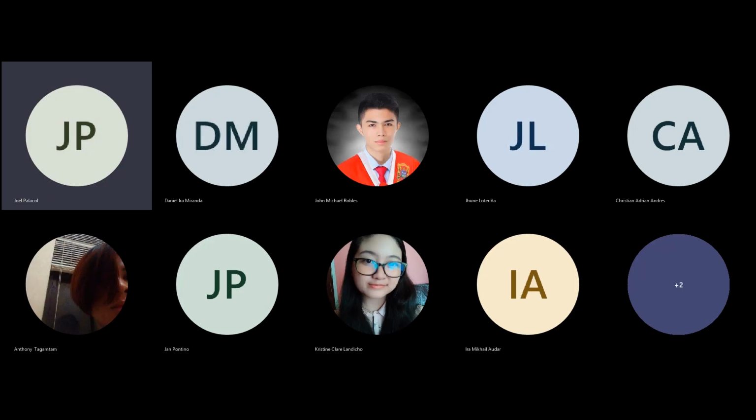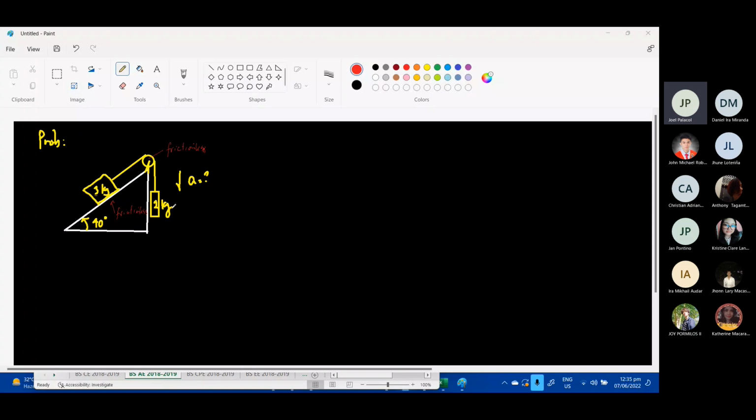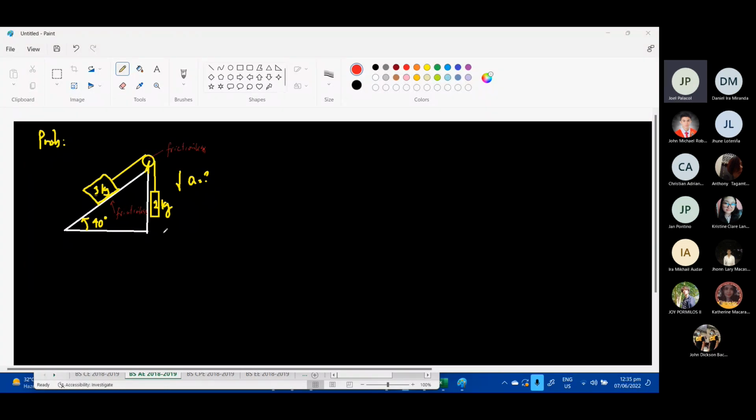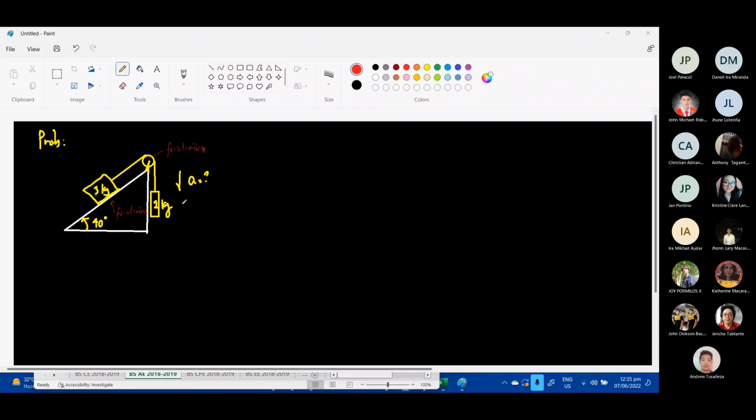The other end of the string hangs a 2 kilogram mass. The plane is frictionless, and so is the pulley. Determine the acceleration of the blocks. We have here the assumption that the 2 kilogram block will be accelerating downward, while the 3 kilogram block will be accelerating up the incline.